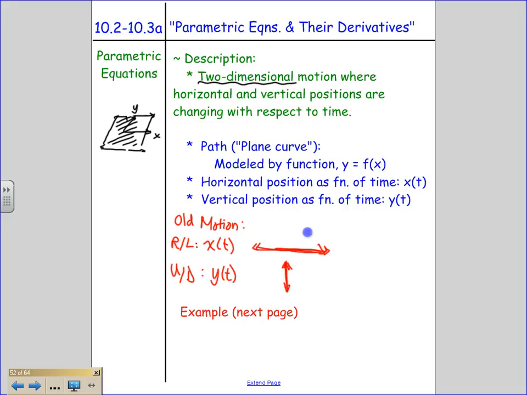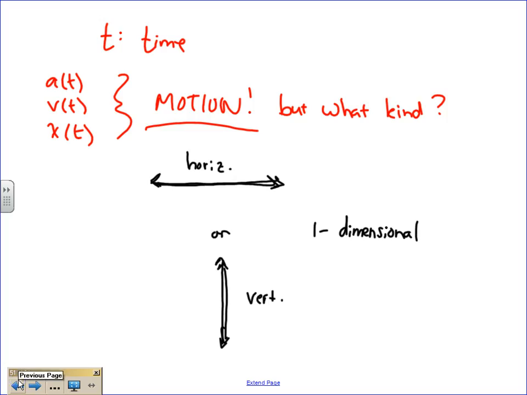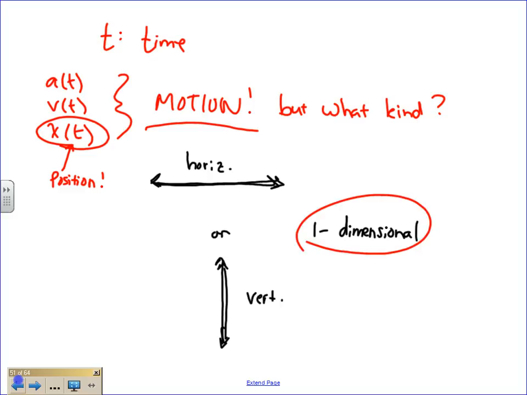But it didn't make much difference back then because all we had to worry about was one function, and whatever that one function was, we just called it position. And it was only one-dimensional anyway, so I didn't have to worry about moving two directions. I just worried about one.